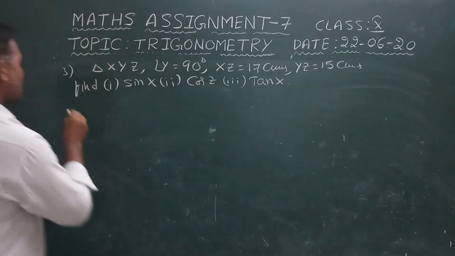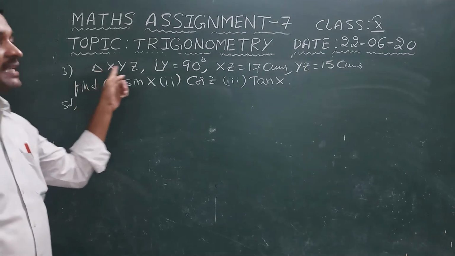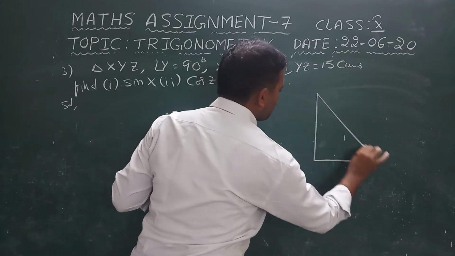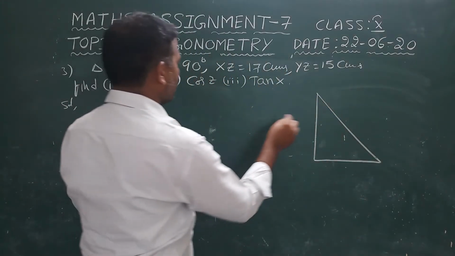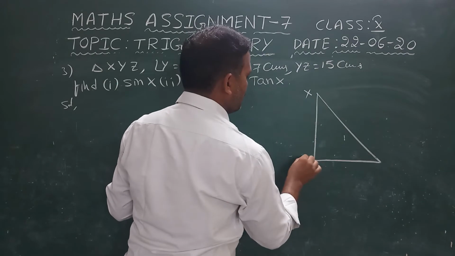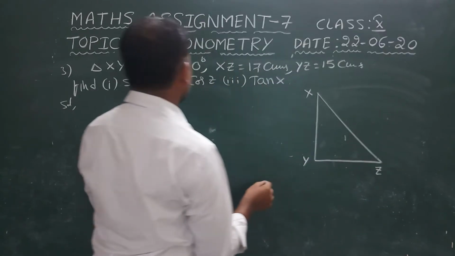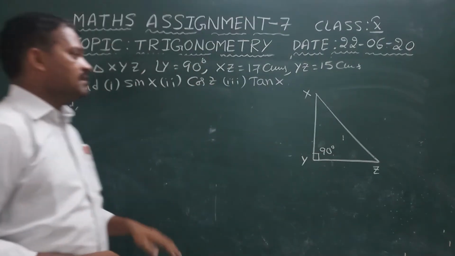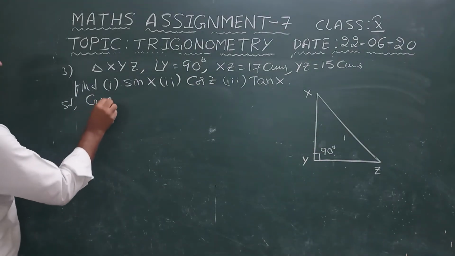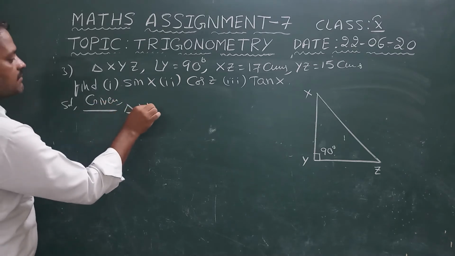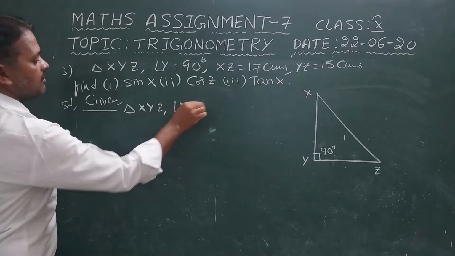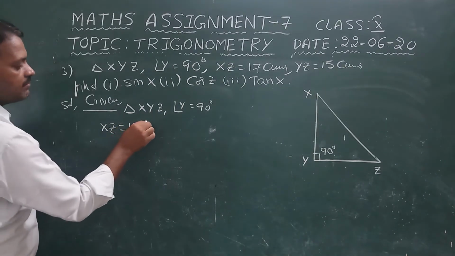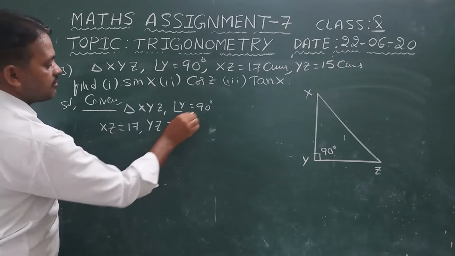Now I will start the solution. In this triangle XYZ, first I consider a right angle triangle. Suppose here X, Y, Z I am taking. Here angle Y is a right angle, which means angle Y is 90 degrees. So what is given in triangle XYZ? Angle Y is equal to 90 degrees. After that, XZ is equal to 17 centimeters and YZ is equal to 15 centimeters.